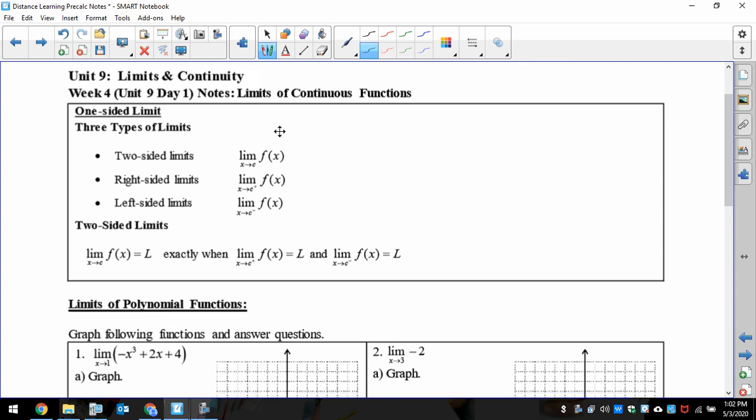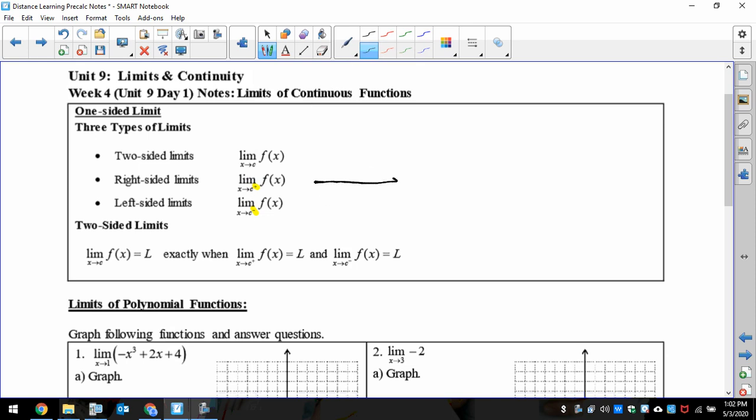So a two-sided limit looks like this, written on the right. This is read as the limit as x approaches c of the function f of x. Here, this is a right-hand limit, and this would be a left-hand limit. You can see the only difference is very subtle. Let me highlight them. Right here you can see a little plus, and right here a little minus in the superscript of the c. That tells me whether I'm approaching that value from the left or the right.